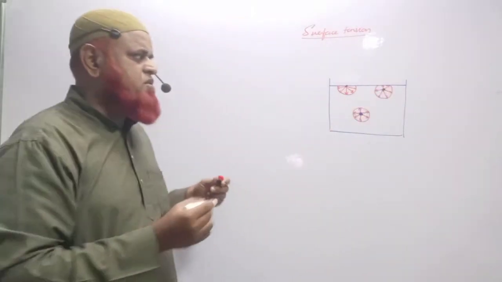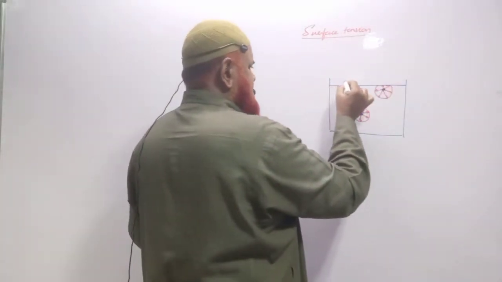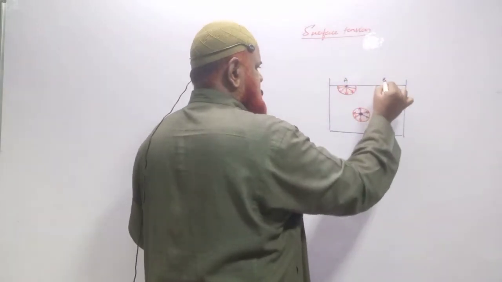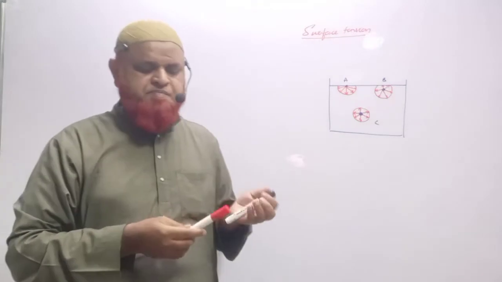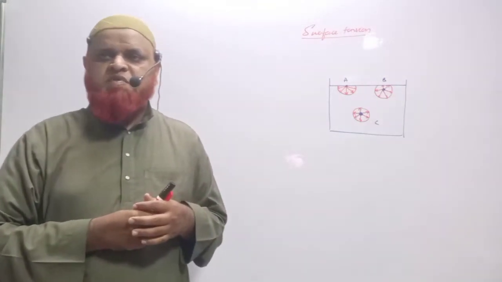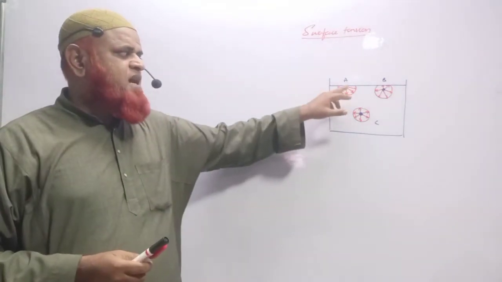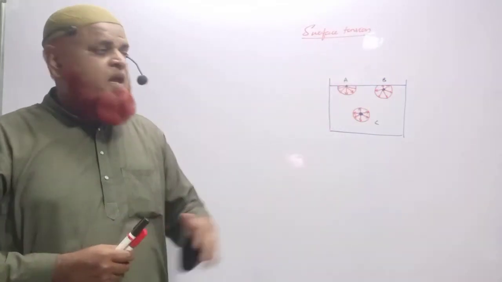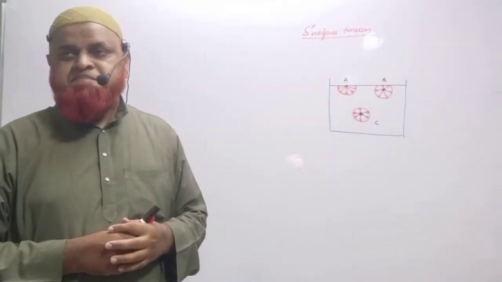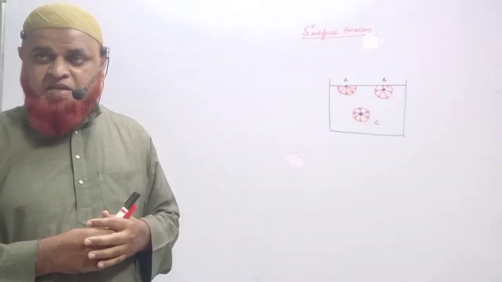Just observe these molecules. Let us consider this is A, this is B and this is C. Three types of molecules are present here: the one which is exactly on the surface, the one which is a little bit below the surface, and the one which is in the middle, a suspended molecule you can say.